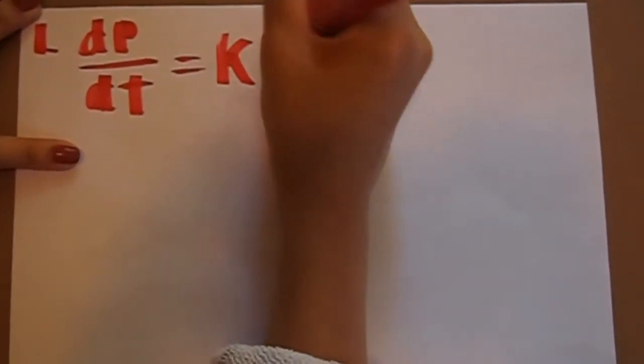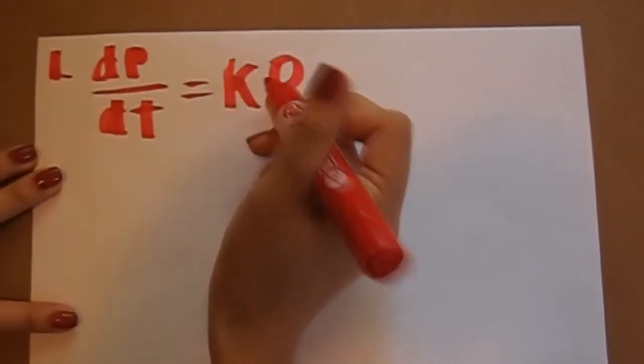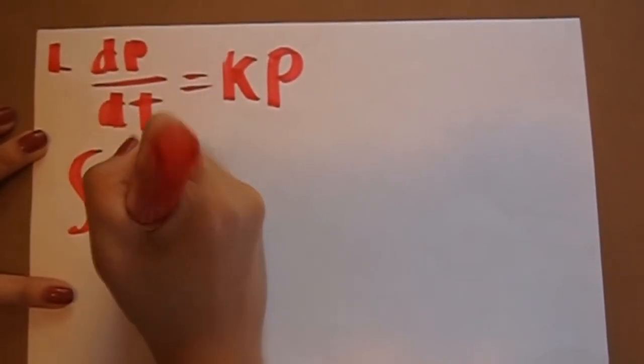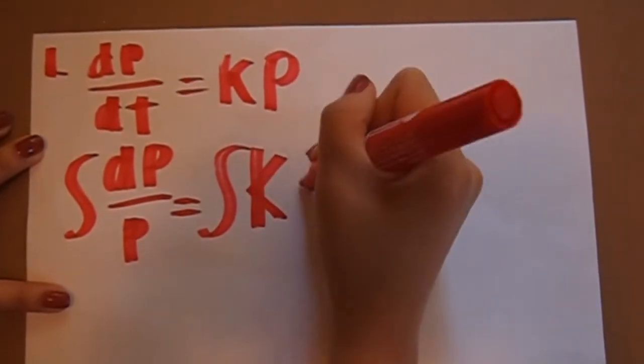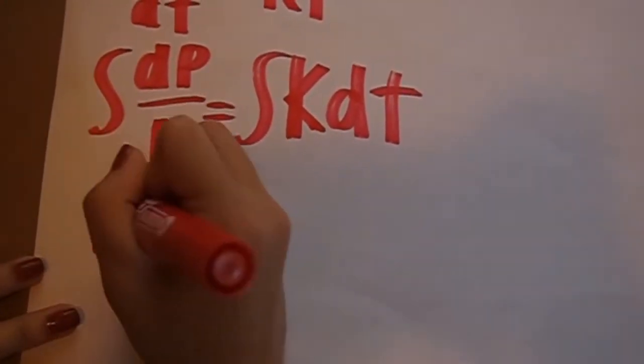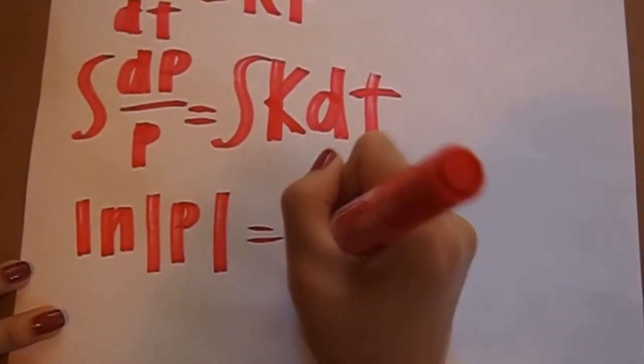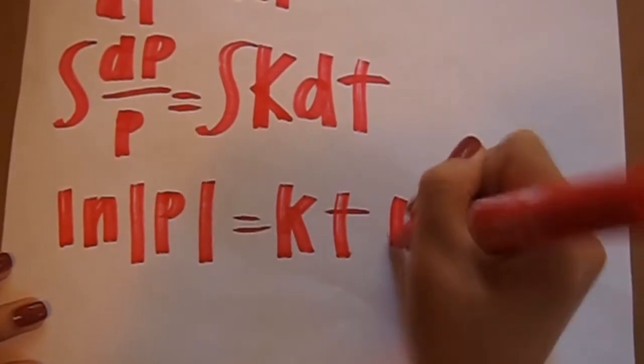Okay, so first we know that dP over dt equals the constant times P. And then you multiply dt to both sides, and then you integrate it, so it's dP over P equals the integral of constant dt. And then after you integrate it, you get the natural log of the absolute value of P equals constant times t plus C.